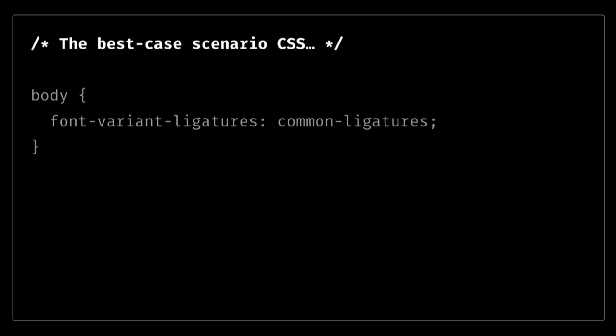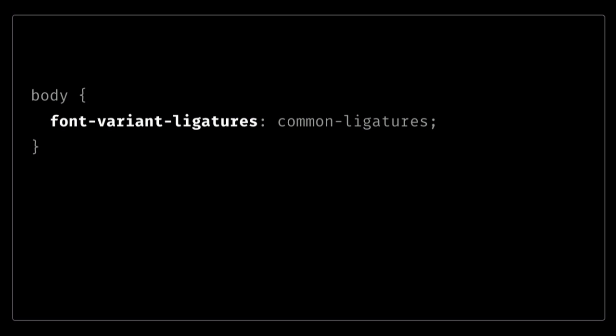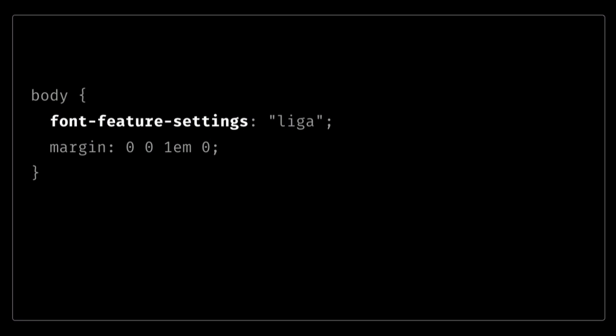But this is really the best case scenario CSS. Font variant ligatures is a lower level property. You can think of it kind of like margin bottom, where we only set one direction of the margin at once. And then the higher level version of that is margin, where we can set all 4 directions at once. The higher level property for font variant ligatures is font feature settings. And this lets us set multiple OpenType features at once. So that's where that liga abbreviation comes into play. So here we're saying font feature settings, we'll use ligatures.